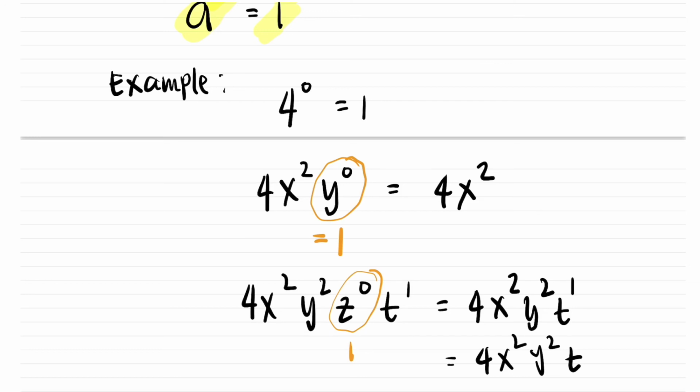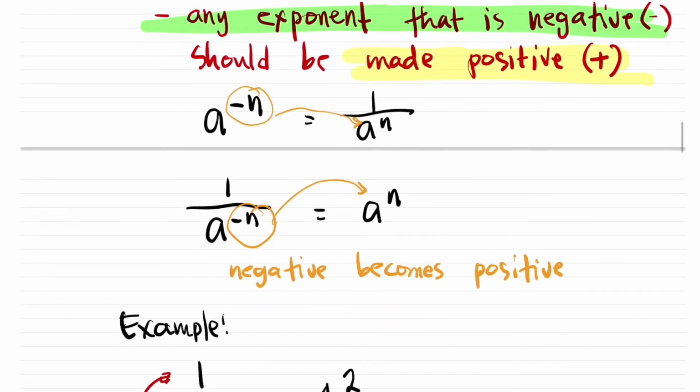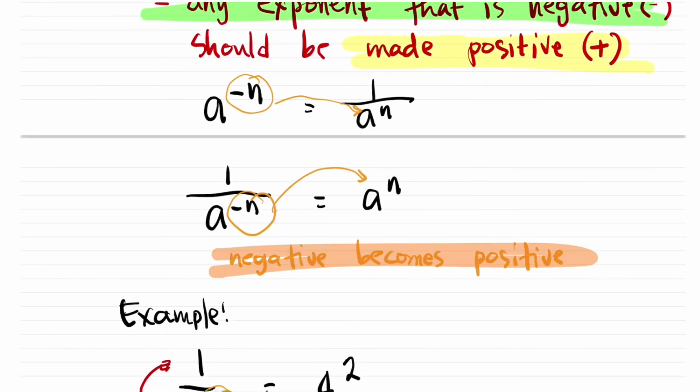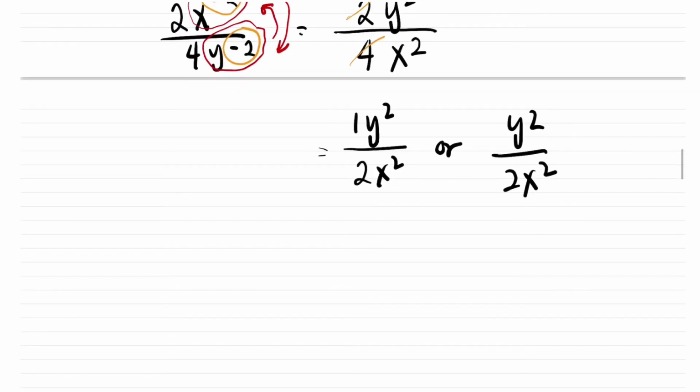Now, the last one that we're going to study is the negative exponent. Any exponent that is negative should be made positive. So you get the reverse of it or the reciprocal of it. Remember that negative becomes positive. So we have examples here.